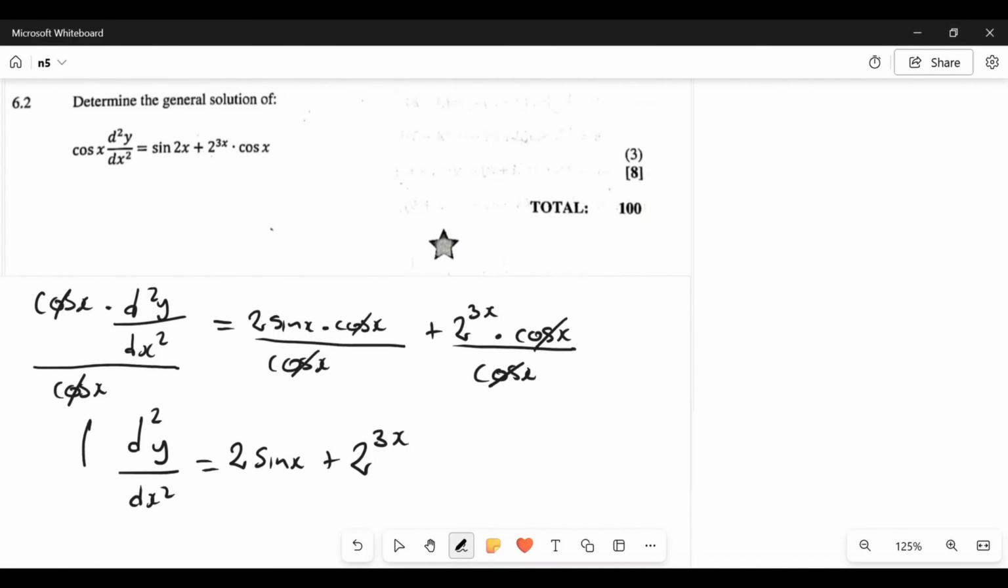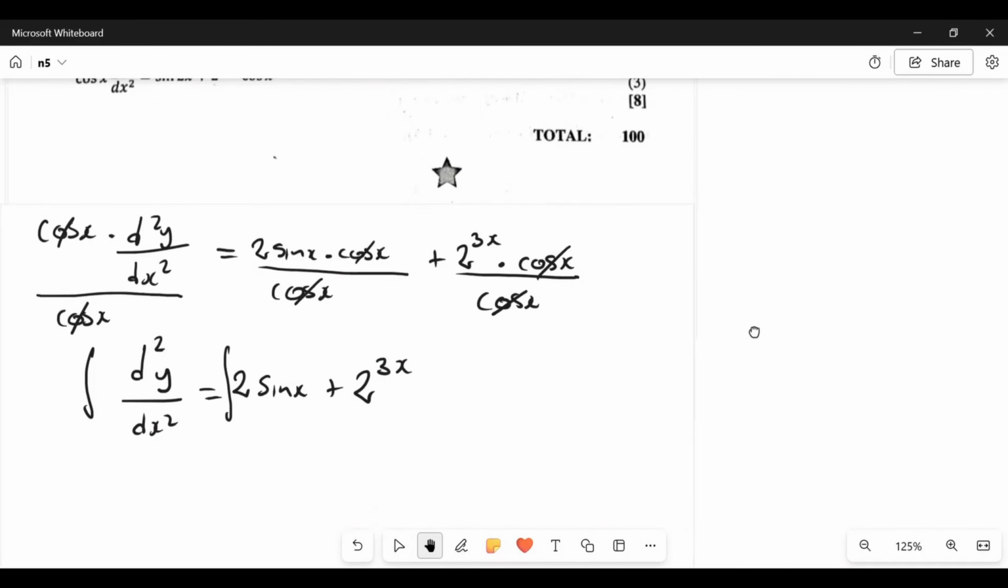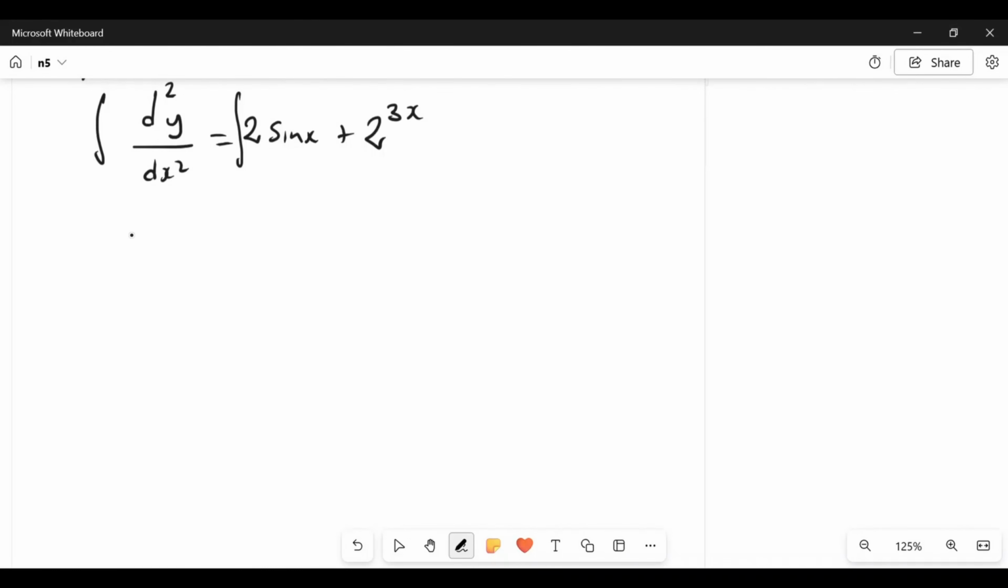So we're going to introduce sigma on both sides here. Now that we managed to introduce sigma, let's create space and let's integrate. Now, the integral of d squared y over dx squared is just going to be dy over dx, right? And then as for the ones on the right-hand side, we have to integrate each term there. We have to integrate 2 sine x first. So we know that 2 is a coefficient, and then the integral of sine x is going to be negative cos x. There we go.